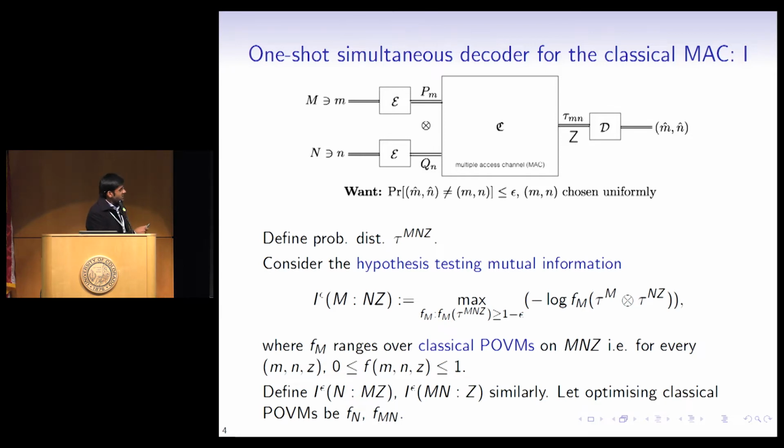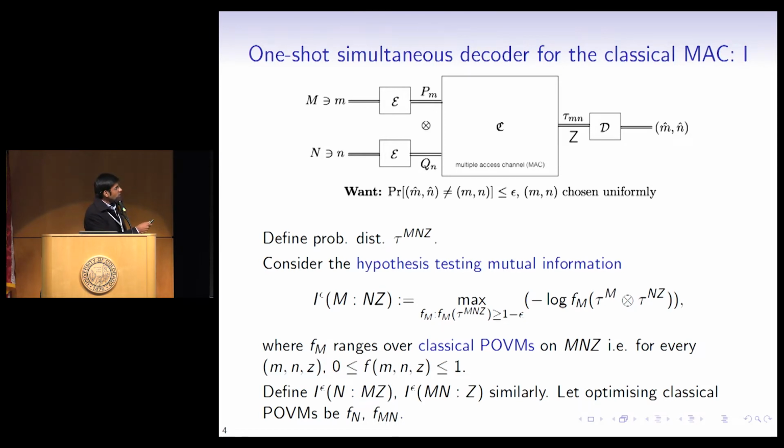The hypothesis testing mutual information is maximizing over all such POVMs such that the probability that I accept the correct hypothesis, which is the state tau m and z, should be at least 1 minus epsilon, and I want to minimize the probability that I accept the negative hypothesis. So why is it negative? What does the m and nz partition mean? It means that I'm able to decode n correctly, but I'm unable to decode m. So m factors out as a tensor product, and the remaining state is n and z. This is the meaning of hypothesis testing mutual information.